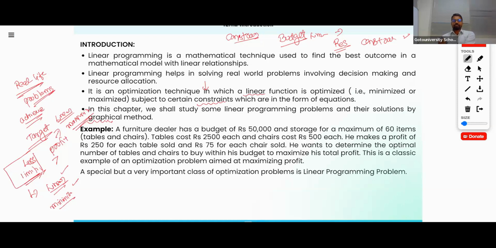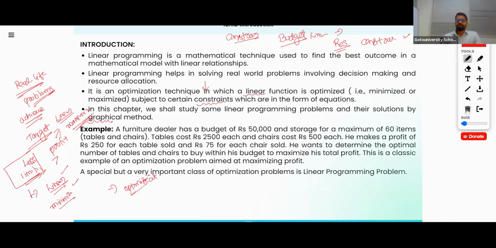So the objective function, whichever is there, either maximizing the profit or minimizing the loss, by achieving or optimizing the required objective, we solve the problem. So this is called optimization. What is optimization? Generally getting the highest possible profit with the given constraints, or reducing the losses with the given constraints. There is an example for whatever I said right now.